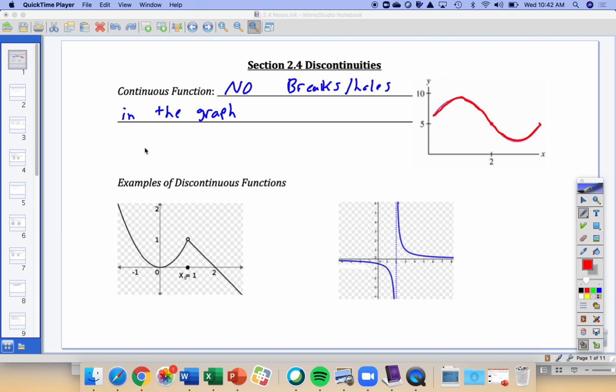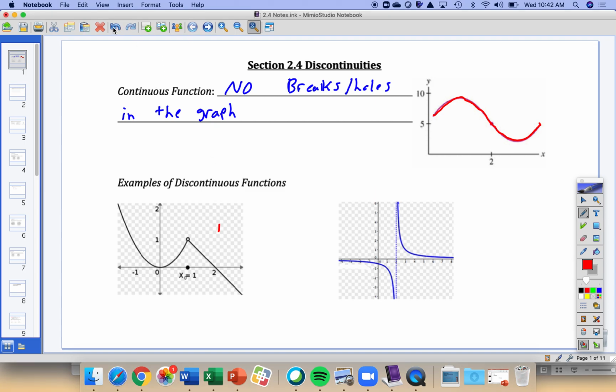Down here, these are not continuous functions because they have breaks and holes in the graph. This one right here, I can draw this portion of it, but then once I get to here, because it's a hole, I have to pick my pen up and then draw this portion of it. So this is not continuous because it has this missing point. This one over here is not continuous because I can draw this portion and then I have a break in the graph called an asymptote, and then I can draw this portion. So these two are non-continuous while this function up here is continuous.